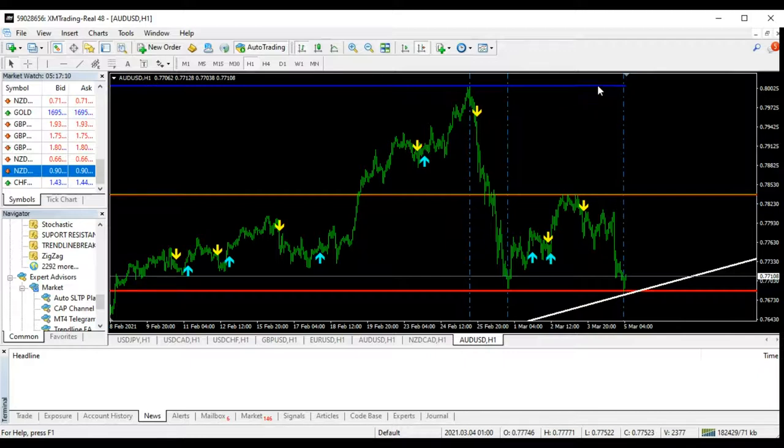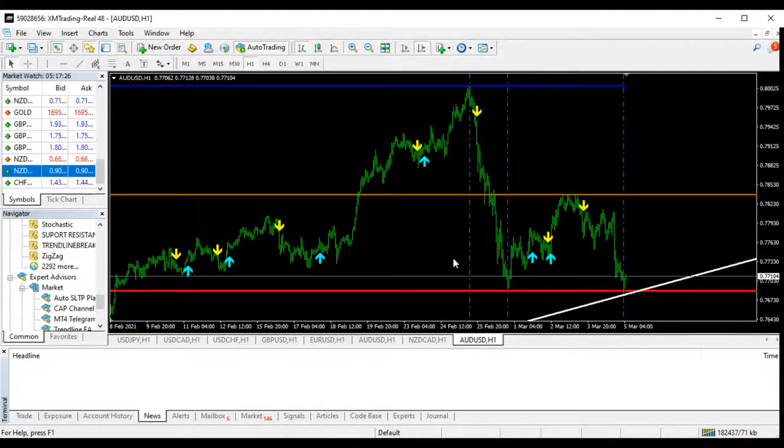We can talk about 200 pips moves from this junction. We talk about a 200 pips move traveling on this white line which I drew here.